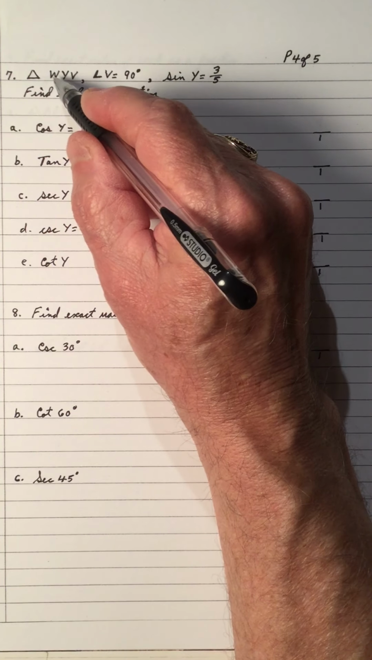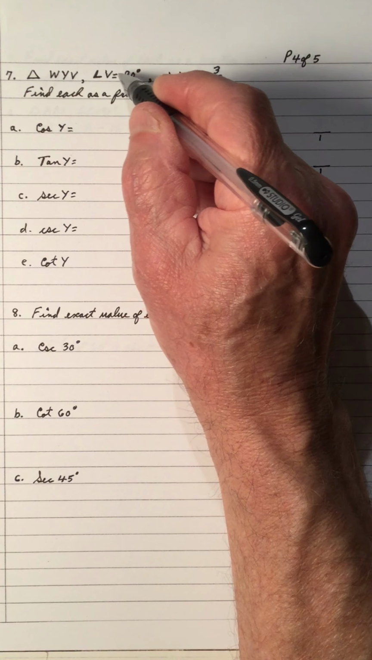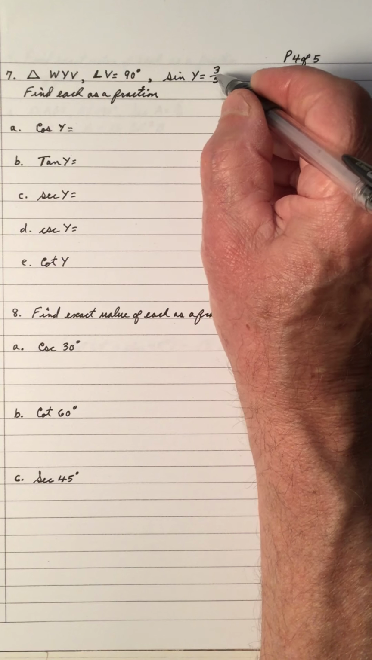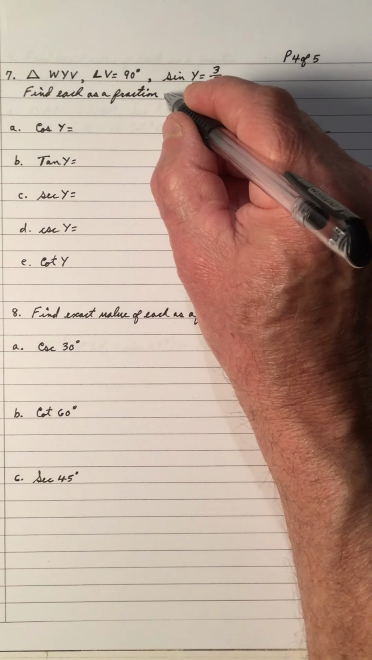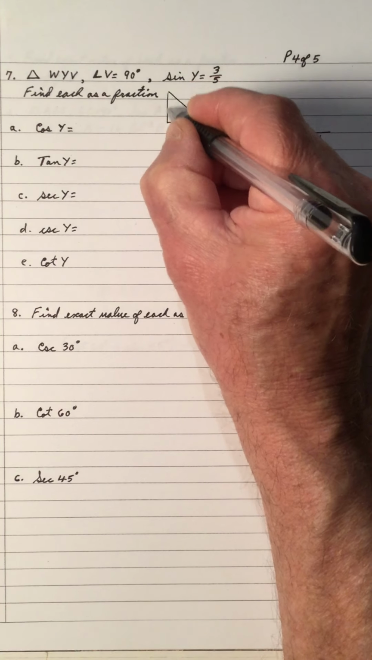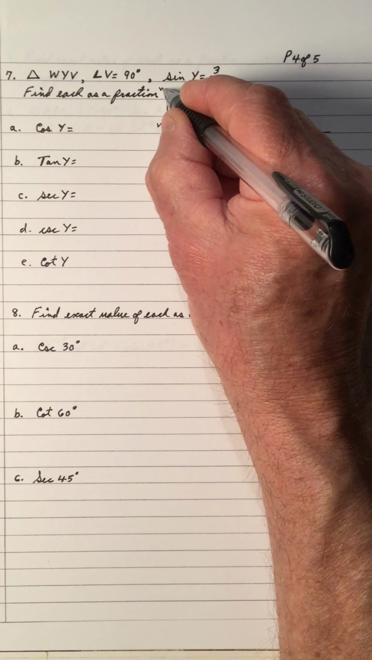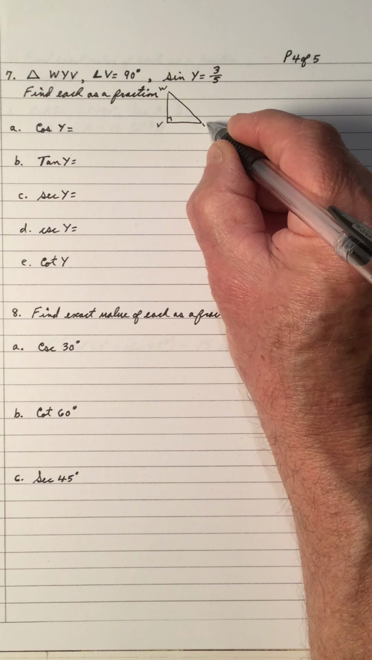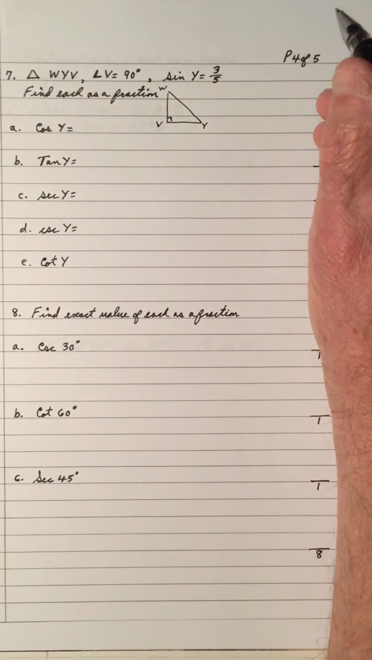Number 7, triangle WYV has angle V of 90, and the sine of Y is 3/5. And again, we have a triangle, a right triangle. We've got V to be 90. That means W and Y are the other angles.